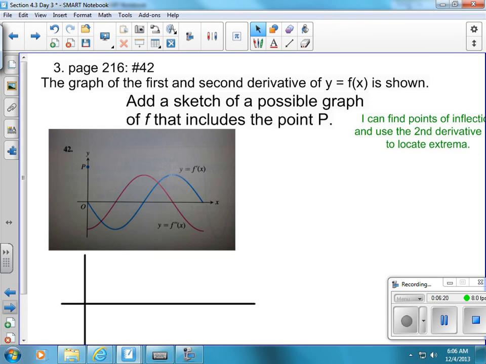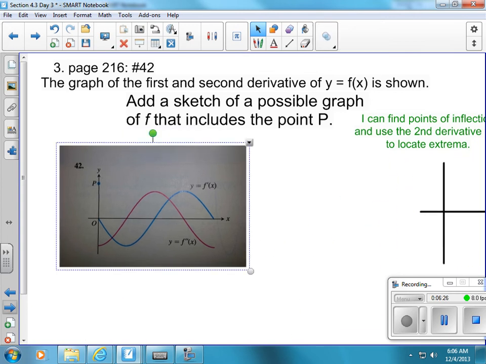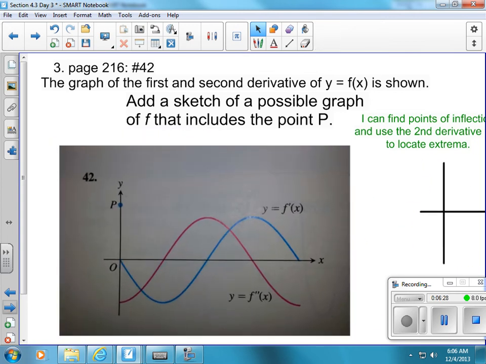This is in your assignment, I think, page 216, number 42. I made this cute little graph, but I don't think I'm going to use it. I think I'm going to draw right on here. Hopefully you can see that. Look in your book on page 216 if you can't really see this graph very well. I took a picture of it. But anyway, graph of the first and the second derivative is shown. Add a sketch of a possible graph that includes the point P.